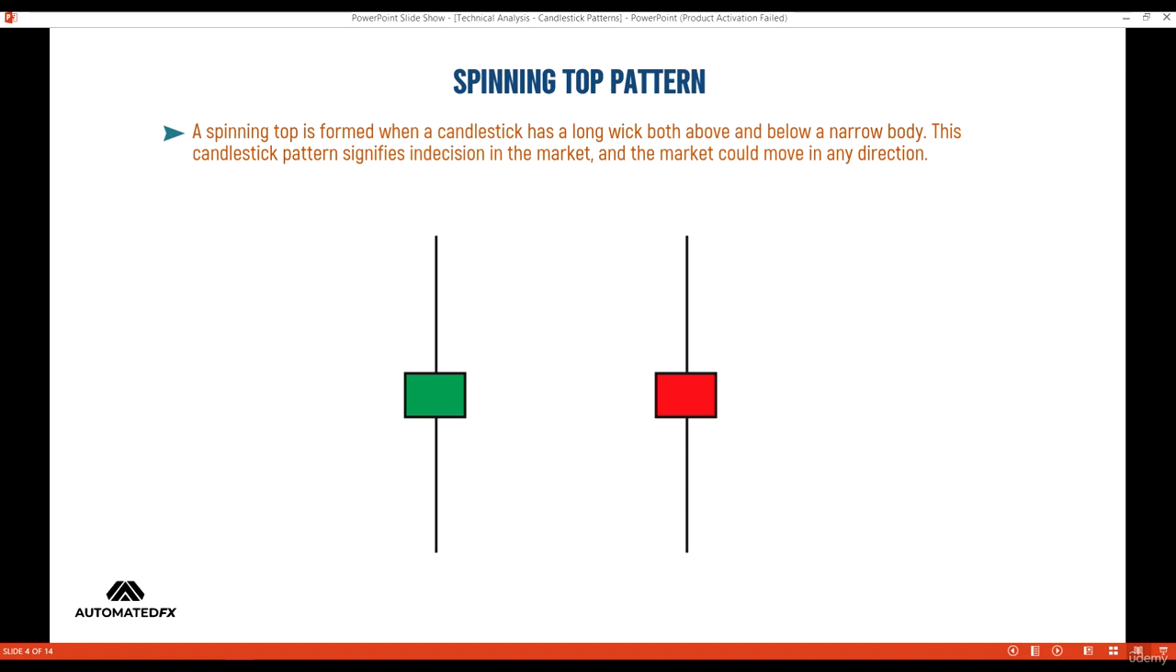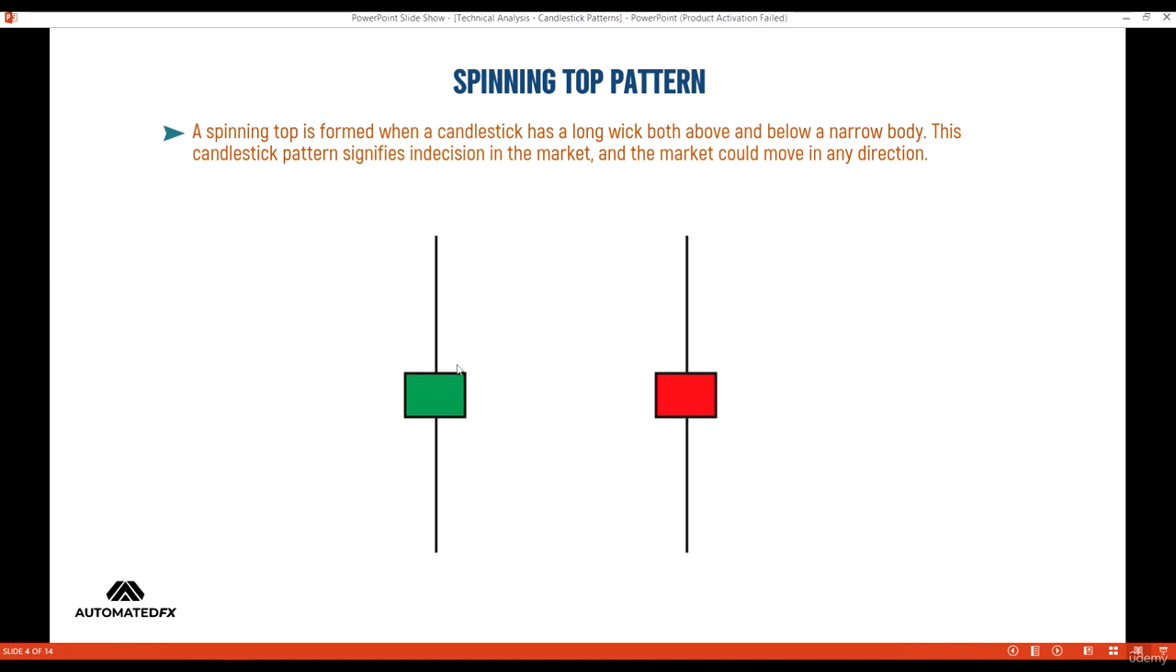Because during this session, there was a lot of battle, a lot of fight between the buyers and the sellers, and this ended more in a draw. The buyers and the sellers fought, but none of them actually won, because we can see that the wicks up and the wicks down are almost the same, and the body is just small, so there wasn't any significant winning by the buyers or the sellers.